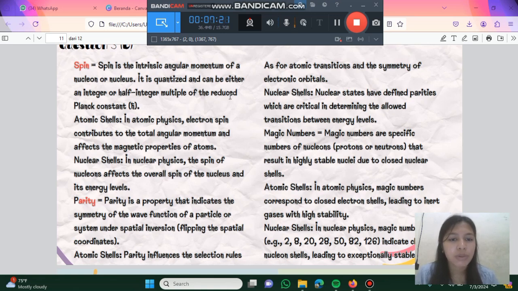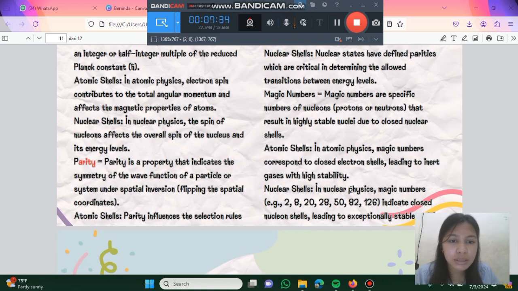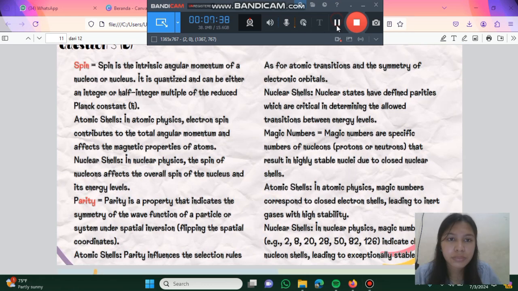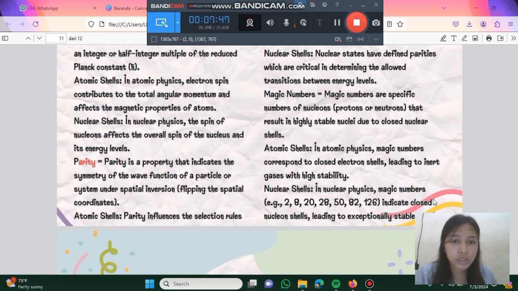And the last is magic numbers. Magic numbers are specific numbers of nucleons, protons or neutrons, that result in highly stable nuclei due to closed nuclear shells. In atomic physics, magic numbers correspond to closed electron shells, leading to inert gases with high stability. And in nuclear physics, the magic numbers are 2, 8, 20, 28, 50, 82, and 126, which indicate closed nucleon shells leading to exceptional stability.